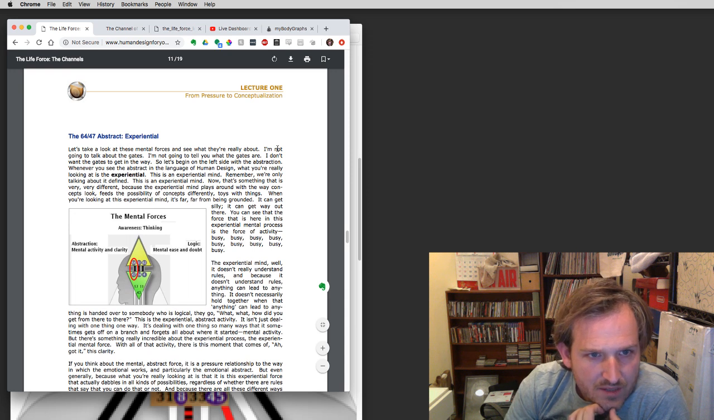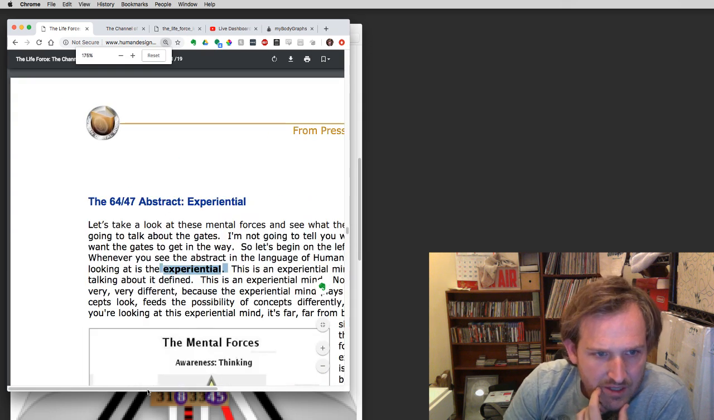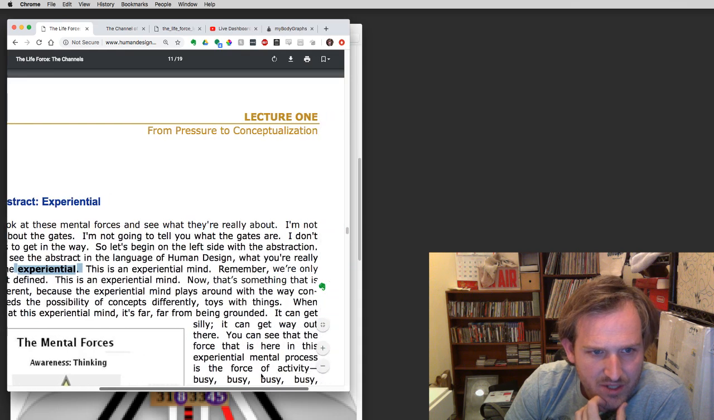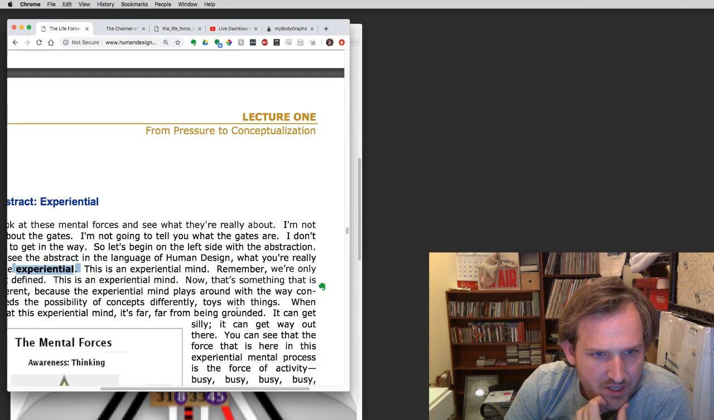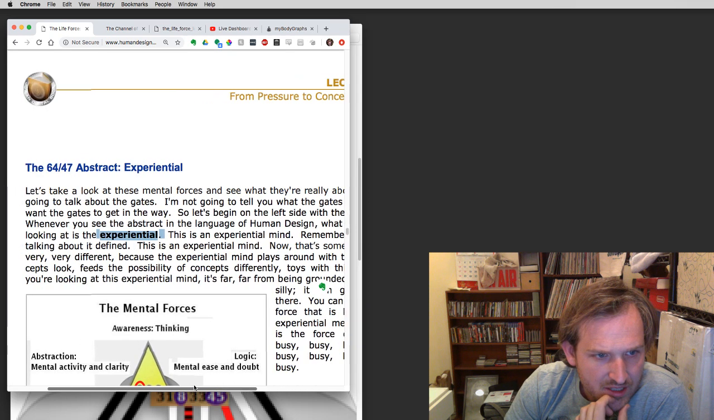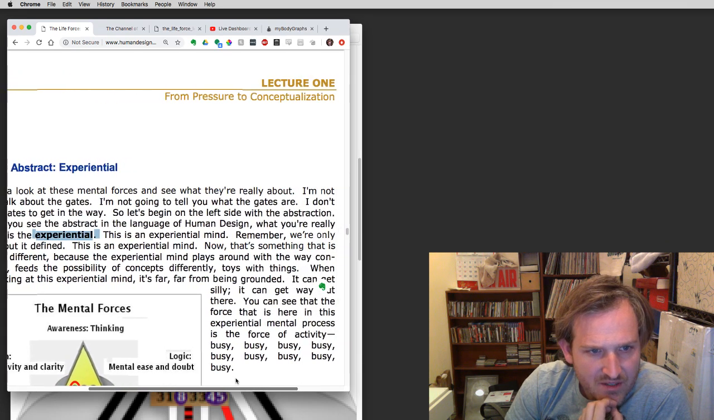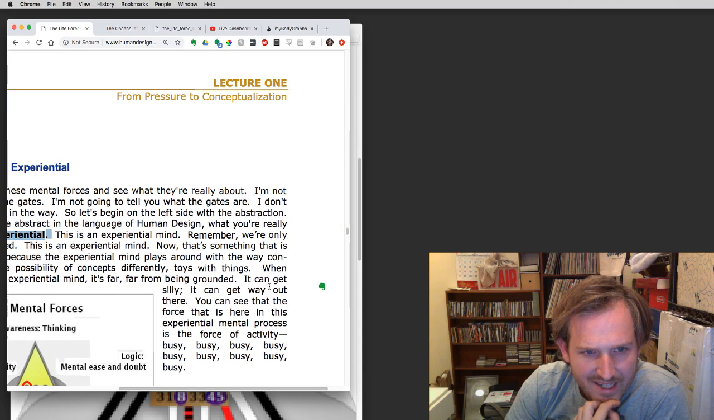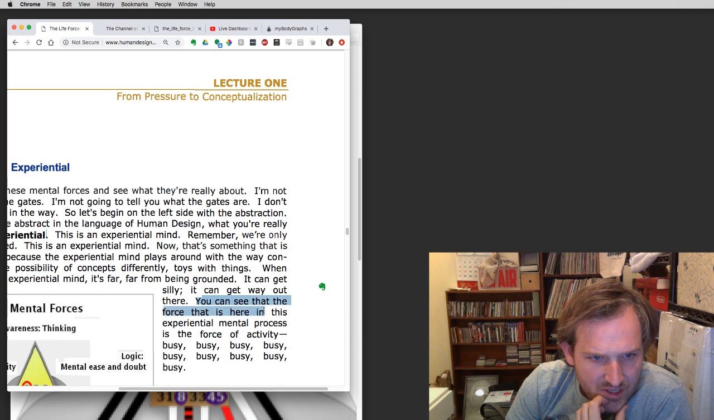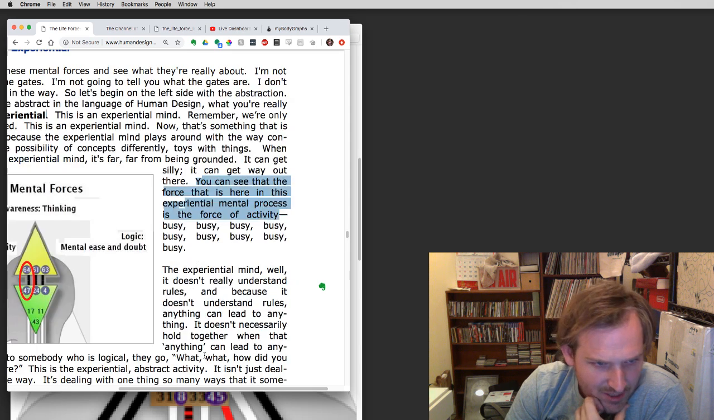The 6447. So the abstract is really, what you're really looking at is the experiential. That's what the abstract means. It's about experiences. So when you have that, this is an experiential mind. Now, the mind plays with the ways the concepts look and feels the possibility of concepts differently, toys with things. When you're looking at this experiential mind, it's far, far from being grounded. It can get silly. It can get way out there. You can see that the force here in this experiential mental process is the force of activity. Busy, busy, busy.